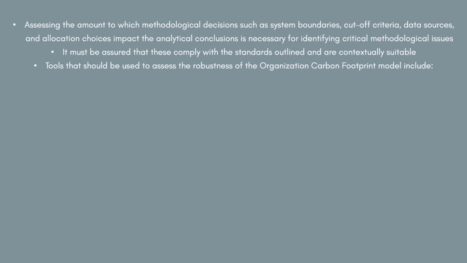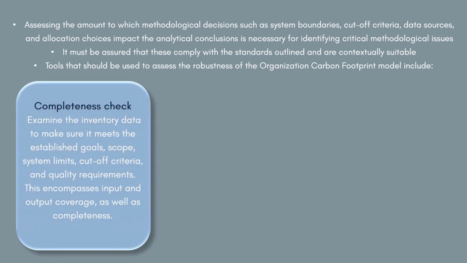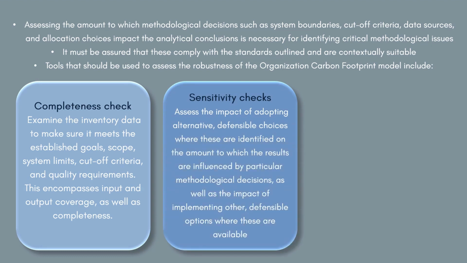Tools that should be used to assess the robustness of the organizational carbon footprint model include completeness check, used to examine the inventory data to make sure it meets the established goals, scope, system limits, cutoff criteria, and quality requirements. Sensitivity checks, used to assess the impact of adopting alternative, defensible choices where these are identified on the amount as well as the impact of implementing other defensible options where these are available.